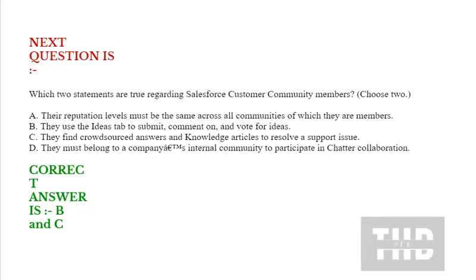Next question is which two statements are true regarding Salesforce customer community members? Choose two options. Option A. Their reputation level must be the same across all communities of which they are members. Option B. They use the Ideas tab to submit, comment on, and vote for ideas. Option C. They find crowdsourced answers and knowledge articles to resolve a support issue.